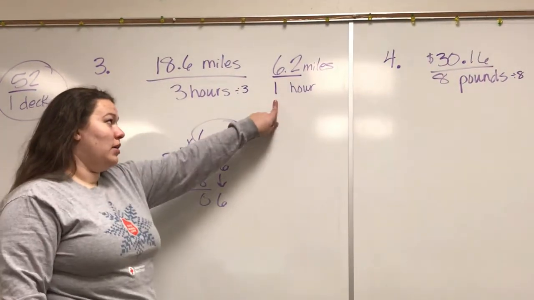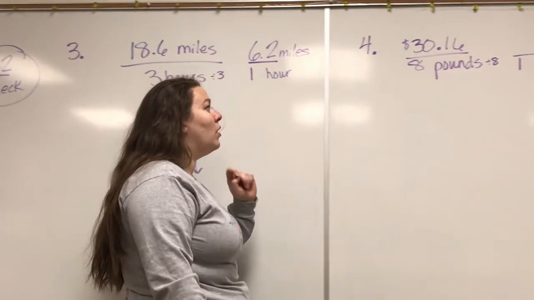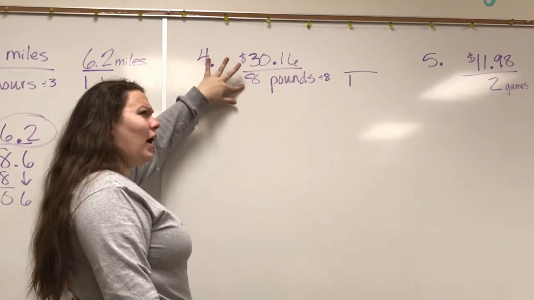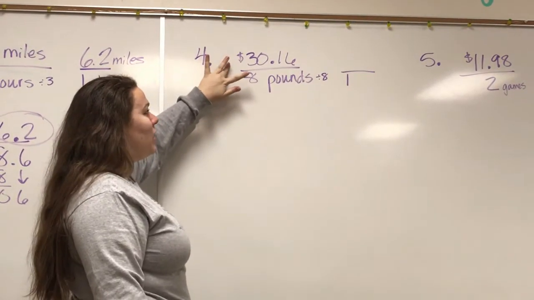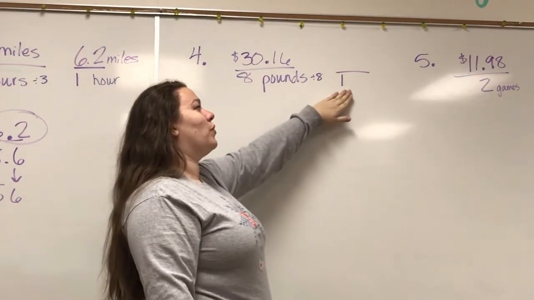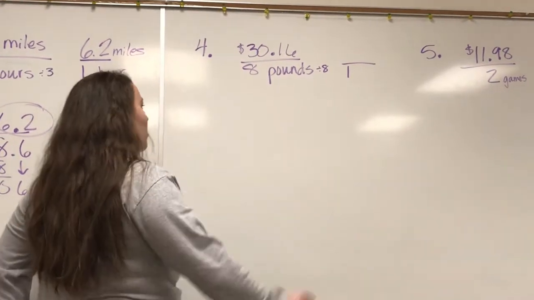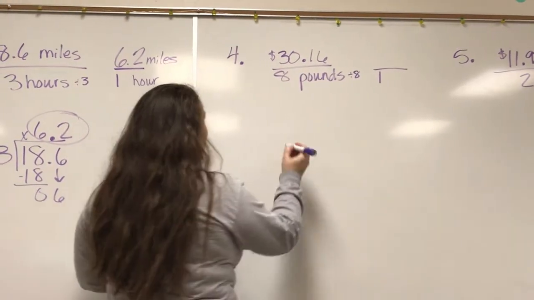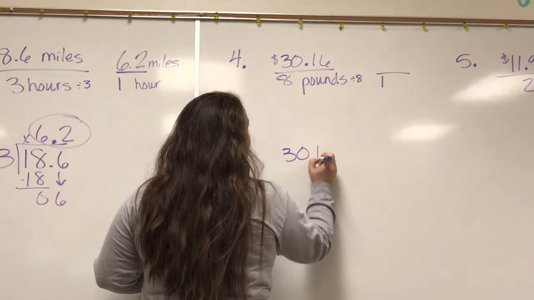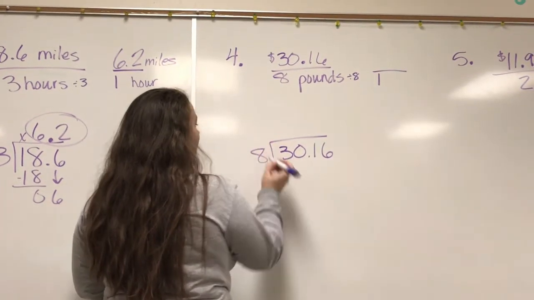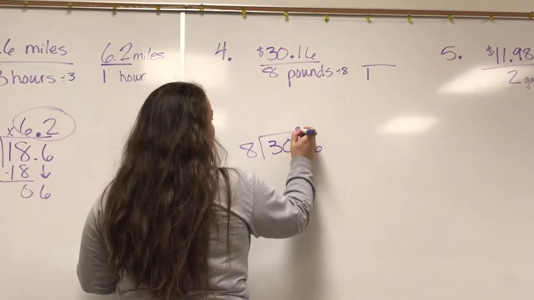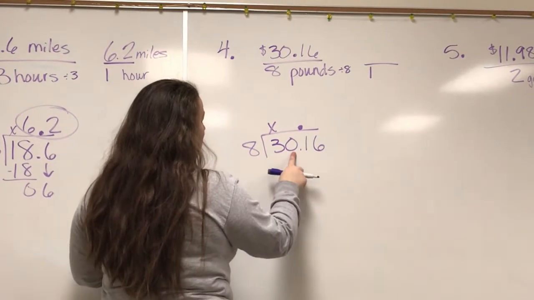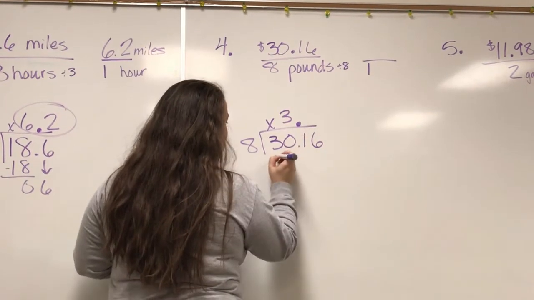Okay, unit rate, it has a 1 at the bottom. Problem number 4, they get 8 pounds of almonds and it costs that much. They're asking how much does it cost just for 1 pound of almonds. Remember, you want to get in the habit of having the money at the top. Okay, so $30.16 divided by 8 pounds of almonds. Bring my decimal straight up. 8 cannot fit into 3. 8 can fit into 33 times.